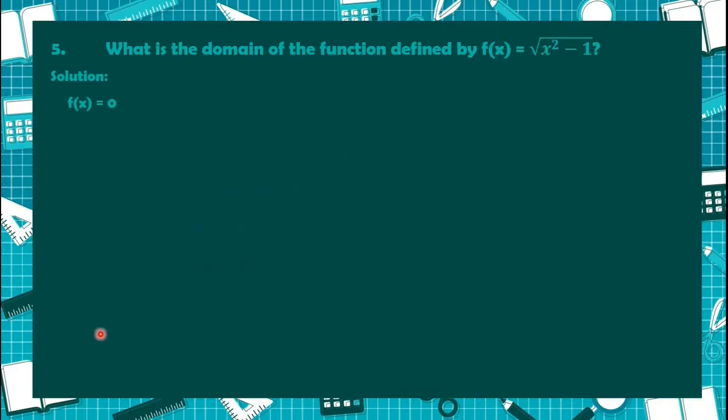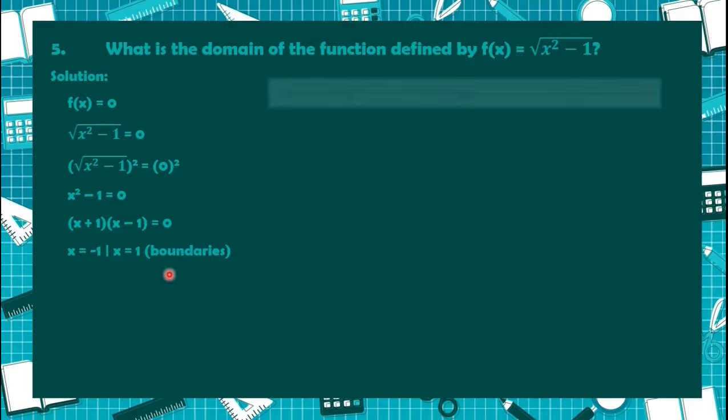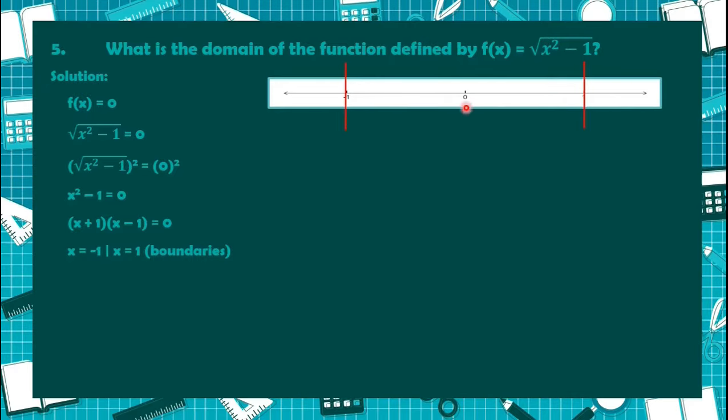Let's proceed with the solution. We let f of x equal 0 in order for us to know the boundaries. The square root of x squared minus 1 equals 0. Then we square both sides, so we have x squared minus 1 equals 0. Then we factor this out: x plus 1 times x minus 1 equals 0. Then x equals -1 and x equals 1. These are our boundaries, -1 and 1.